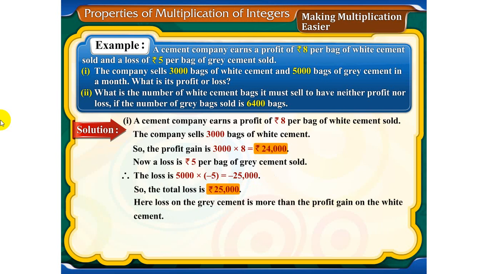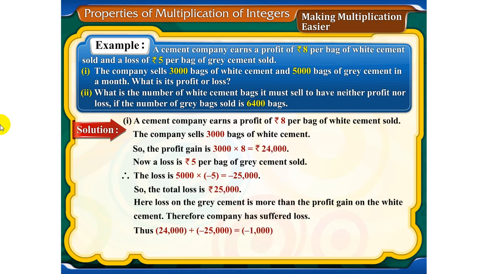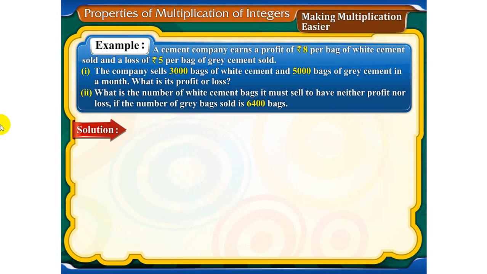Here, the loss on the grey cement is more than the profit gain on the white cement. Therefore, the company has suffered a loss. Thus, 24,000 plus negative 25,000 equals negative 1,000. That is, the company bears a loss of 1,000 rupees.